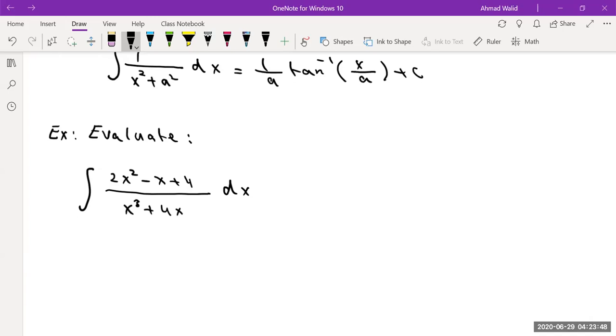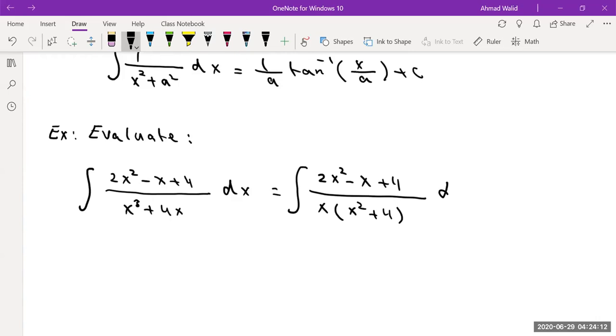The first thing to do, like case 1 and case 2, is to factor the denominator. You can rewrite this as an integral of 2x squared minus x plus 4 over, here you can factor x, and the remaining will be x squared plus 4. You cannot factor that anymore, right? Of course, dx here.